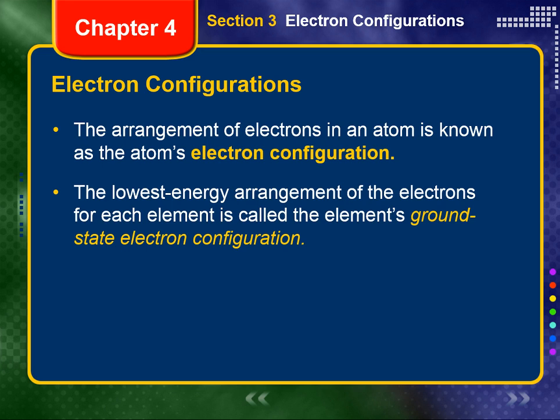The lowest energy arrangement of the electrons for each element is called the element's ground state electron configuration. A few simple rules, combined with the quantum number relationship discussed last section, allow us to determine these ground state electron configurations.